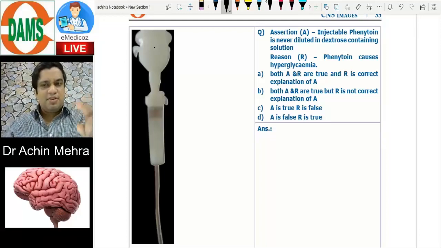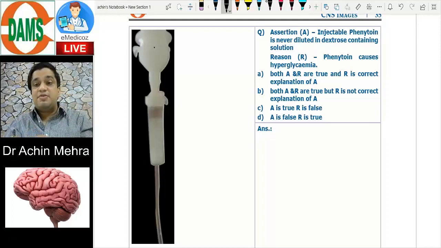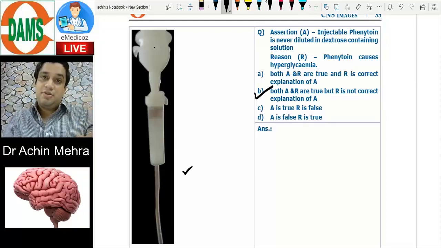Yes, but is phenytoin causing hyperglycemia the right reason for not mixing injectable phenytoin in a dextrose containing solution? No. I agree the reason independently is a correct statement, but it's not the correct explanation for the assertion. So both A and R are true individually, but R is not the correct explanation for A. The correct explanation is that phenytoin on mixing in a dextrose containing solution becomes milky white like this. It precipitates in a dextrose containing solution. Right?